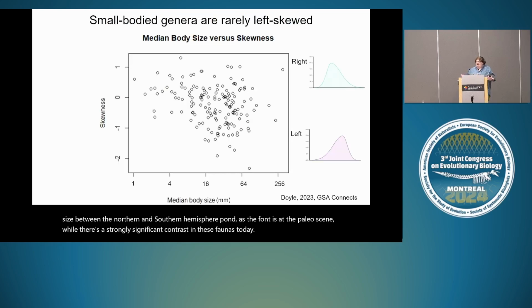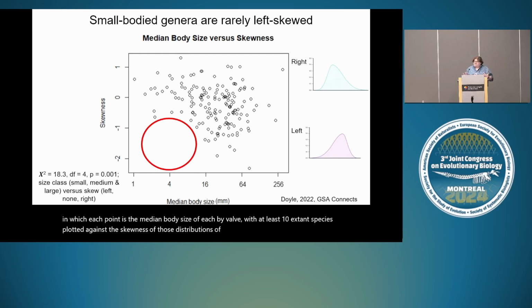Moving back to the present day, it's also apparent that the relationship between body size and skewness has some nuance to it. Here I show a plot that I first presented last autumn, in which each point is the median body size of each bivalve genus with at least 10 extant species, plotted against the skewness of those distributions of sizes. While the overall pattern shows little general trend, there is clearly a difference between the smaller bodied and larger bodied genera, with the former showing largely symmetric distributions, while the larger bodied genera also frequently have left skewed distributions.